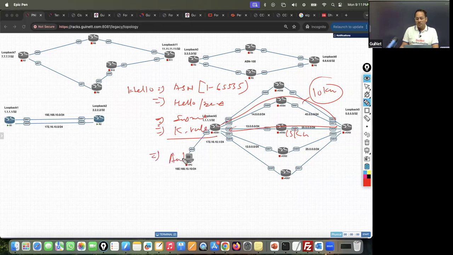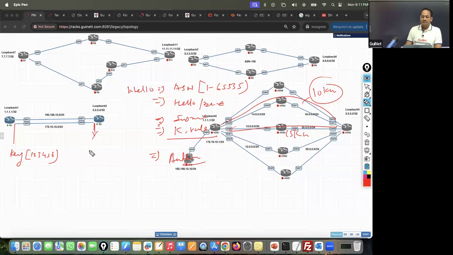and they use authentication. What is authentication? Let's suppose you want to build the EIGRP neighborship. Here you set the key, 1, 2, 3, 4, 5, 6, as your authentication. If the neighbors have the same key, 1, 2, 3, 4, 5, 6, then only will they allow the neighborship.